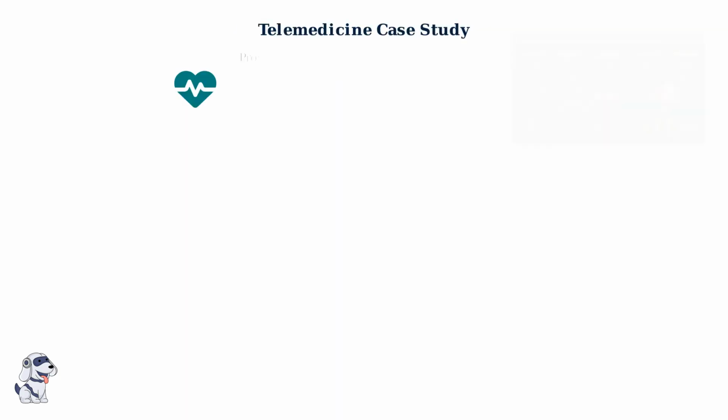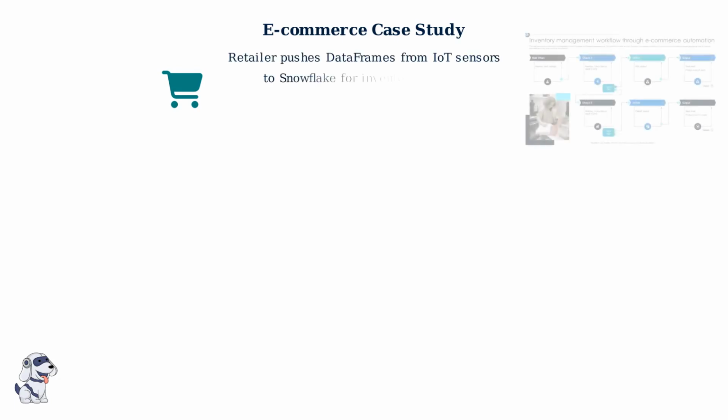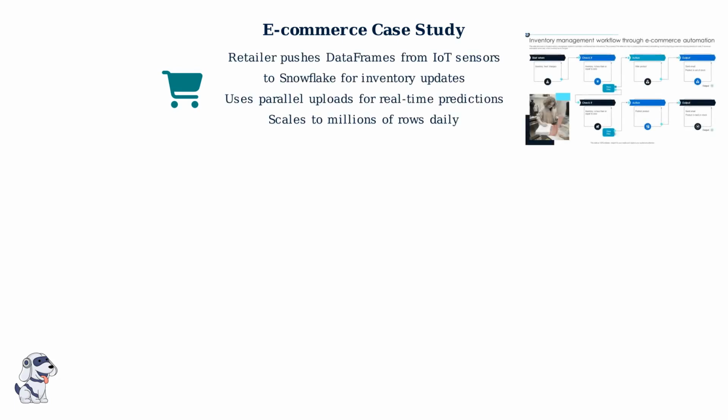A telemedicine provider uses Pandas to pull patient data from Snowflake into data frames for predictive analytics. By integrating Snowpark, they perform in-database feature engineering, cutting data transfer costs by 40% while maintaining HIPAA compliance through encrypted pulls. An online retailer automates inventory updates by pushing Pandas data frames from IoT sensors to Snowflake tables. Using parallel uploads, they achieve real-time stock predictions that scale to millions of rows daily, streamlining their e-commerce operations.